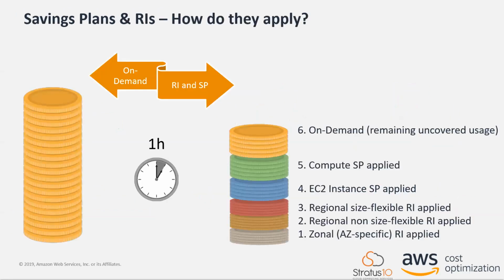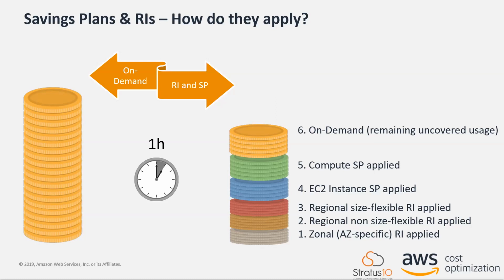So please remember that spot usage, though, is not covered by RIs or savings plans because it's a separate instance purchase option. Okay. Regional RIs apply to any unused on-demand capacity reservations, and both EC2 instance savings plans and compute savings plans apply to running instances first and then to the unused on-demand capacity reservations.